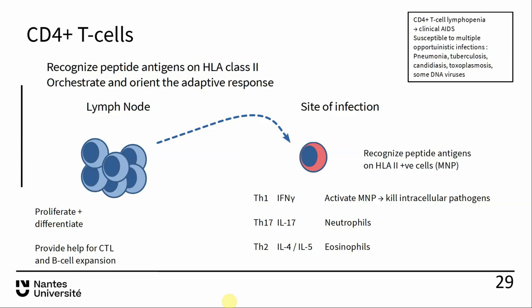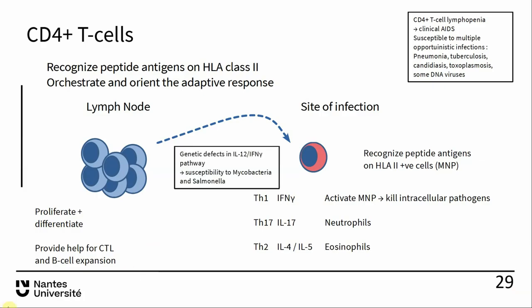So if you've got no CD4 T cells, what happens? Well, that's what happens when you've got AIDS, right? You've got HIV infecting and killing all your CD4 T cells. If you've got less than 50 circulating CD4 T cells in your body, you're going to start getting multiple opportunistic infections: pneumonia, tuberculosis, candidiasis, toxoplasma, and some DNA viral infections, also some kinds of cancers. So this is telling you that CD4 T cells are playing a central role in the immunity to all of these different types of pathogens, okay?